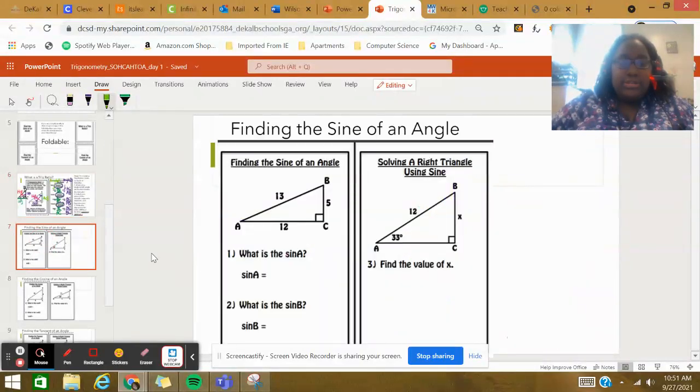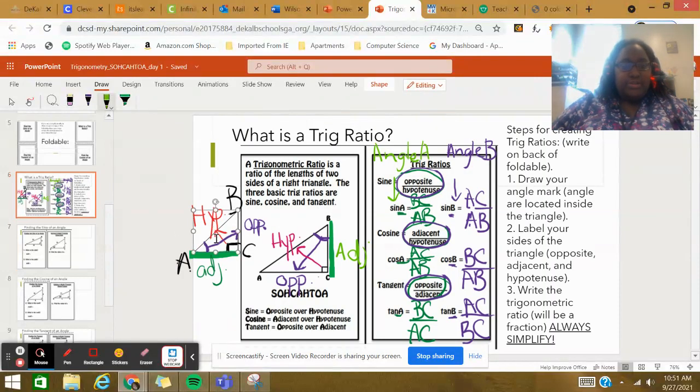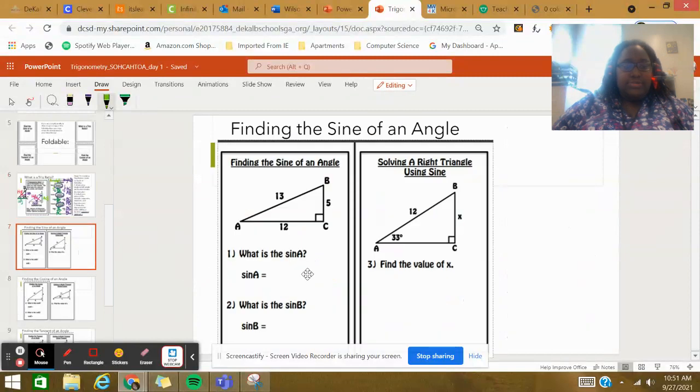All right, now we're looking at sine of A and sine of B, and we're looking at finding the sine of an angle, which is the top right flap of your foldable. Okay. Again, the very first thing I would do is draw another triangle. Okay, because it's easier to have more than one triangle than it is for you to be double coding it. And again, I'm kind of moving this out of the way, but you should have enough room.